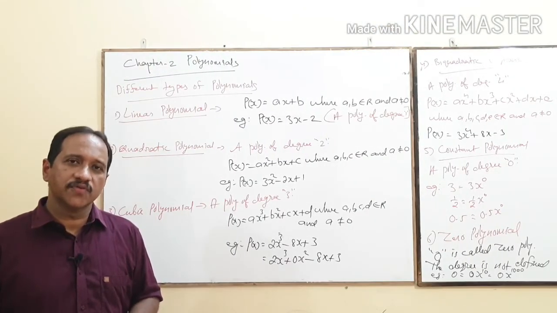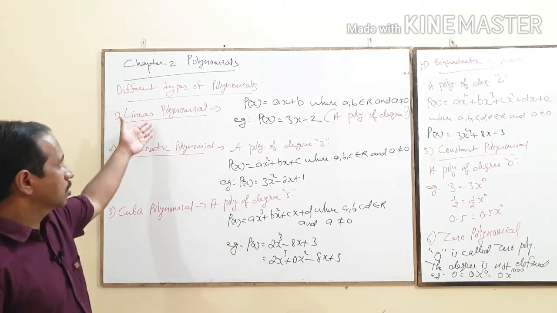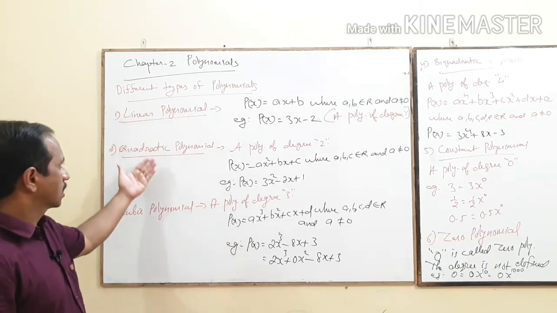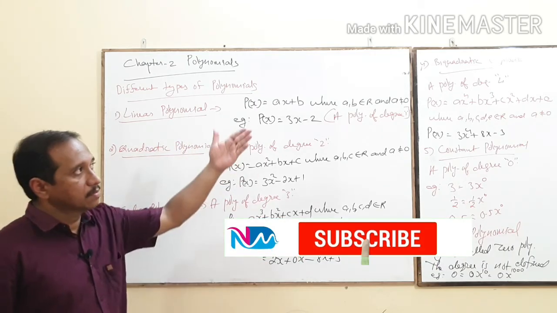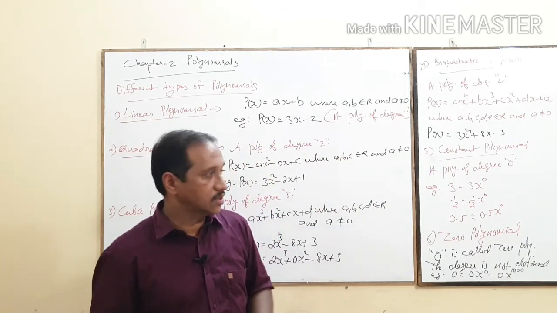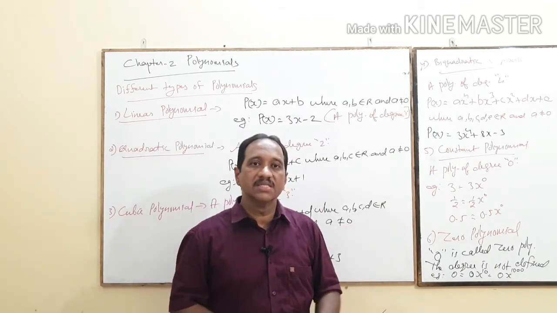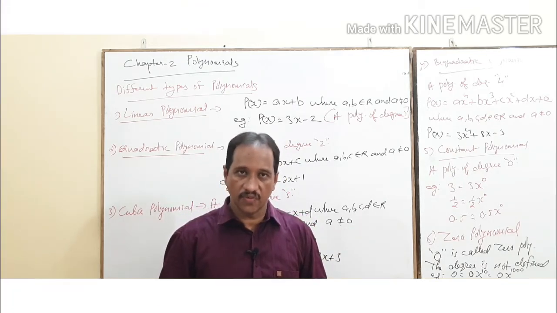So these are the different types of polynomials based on the degree. Linear polynomial, degree 1. Quadratic polynomial, degree 2. Cubic polynomial, degree 3. Biquadratic polynomial, degree 4. Constant polynomial, degree 0. Zero polynomial, 0 is called a zero polynomial. Its degree is not defined.